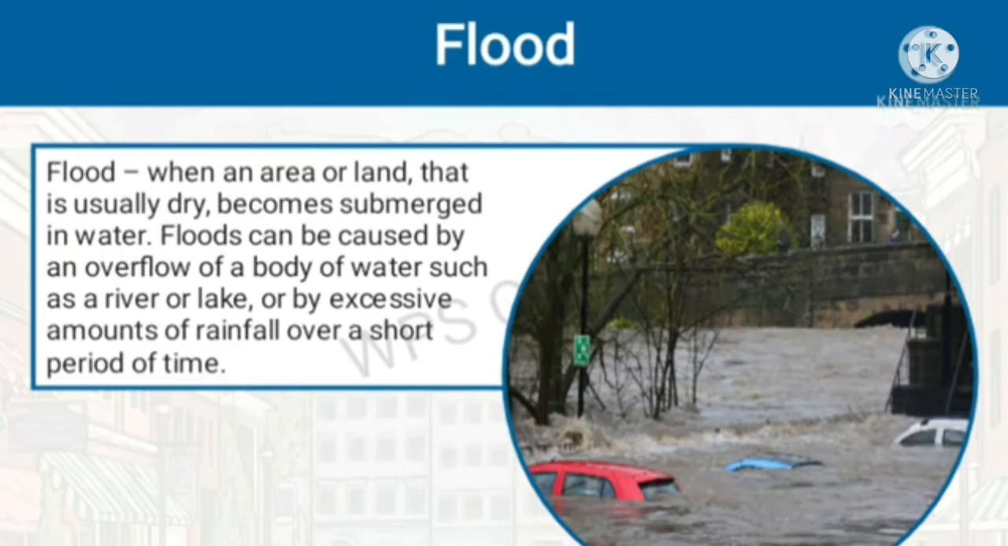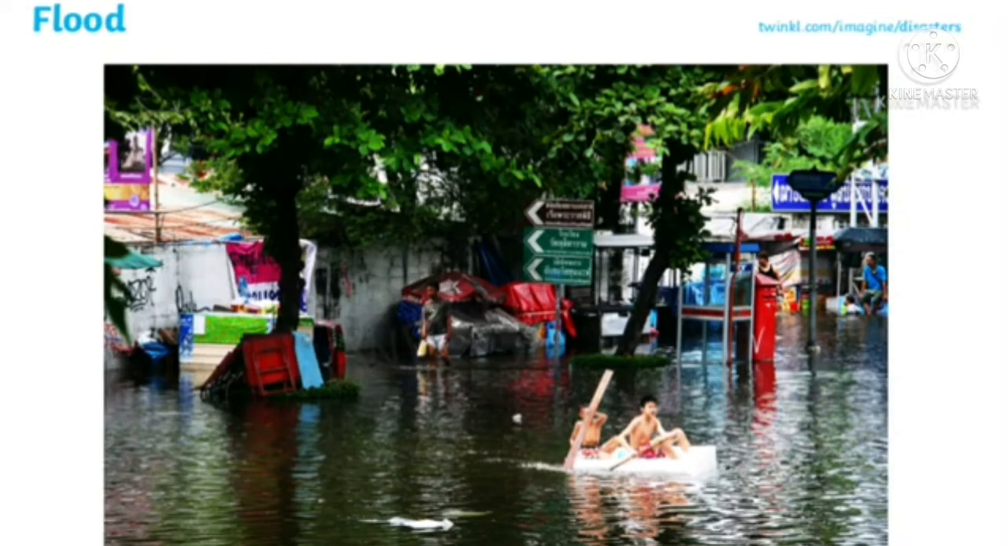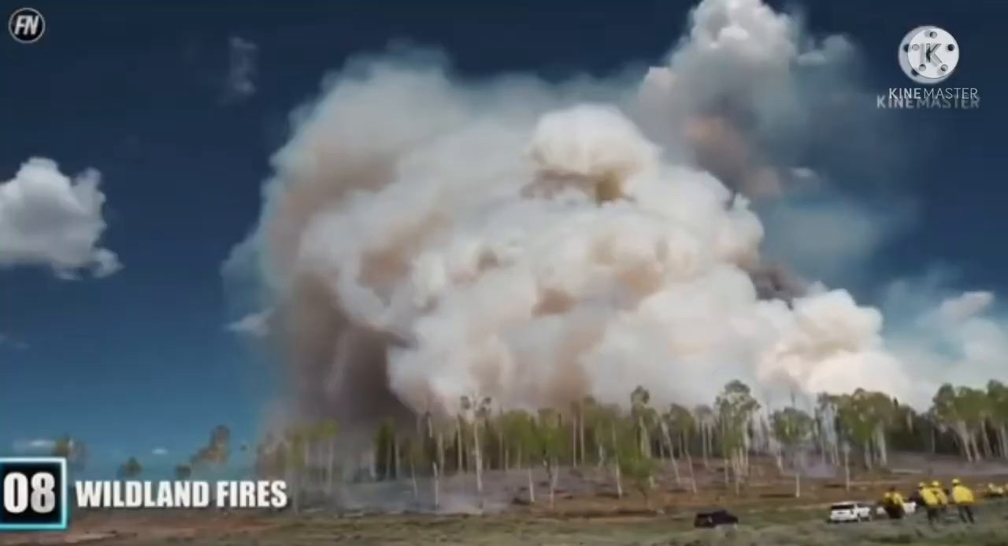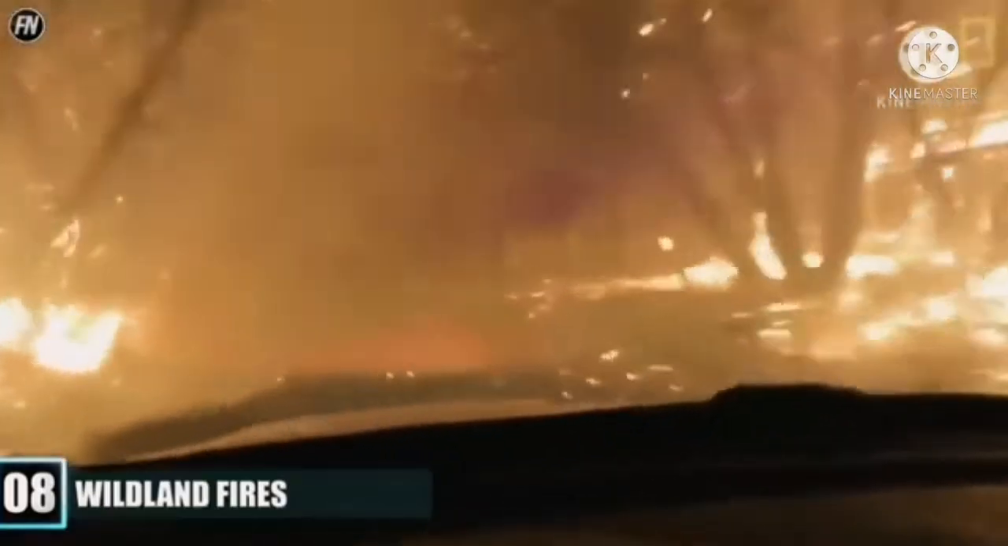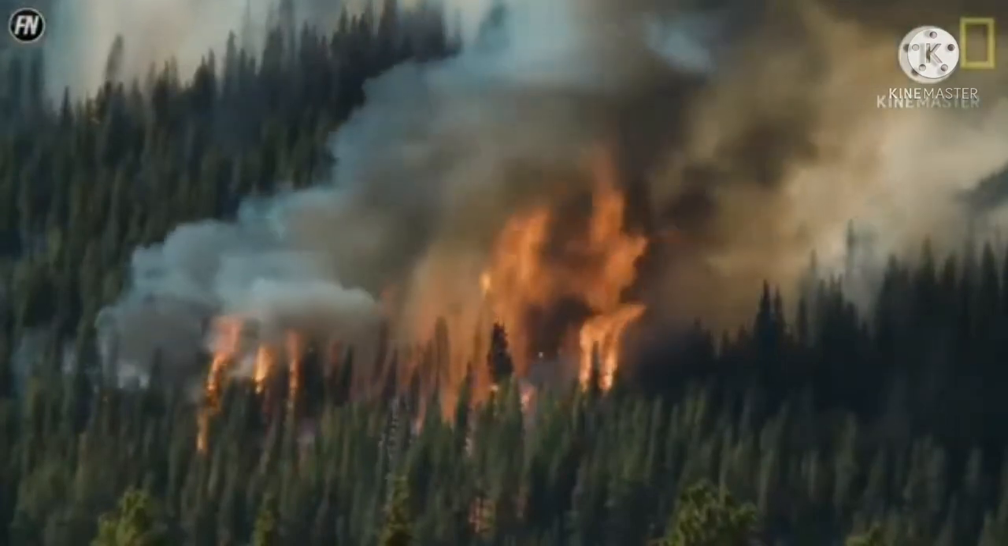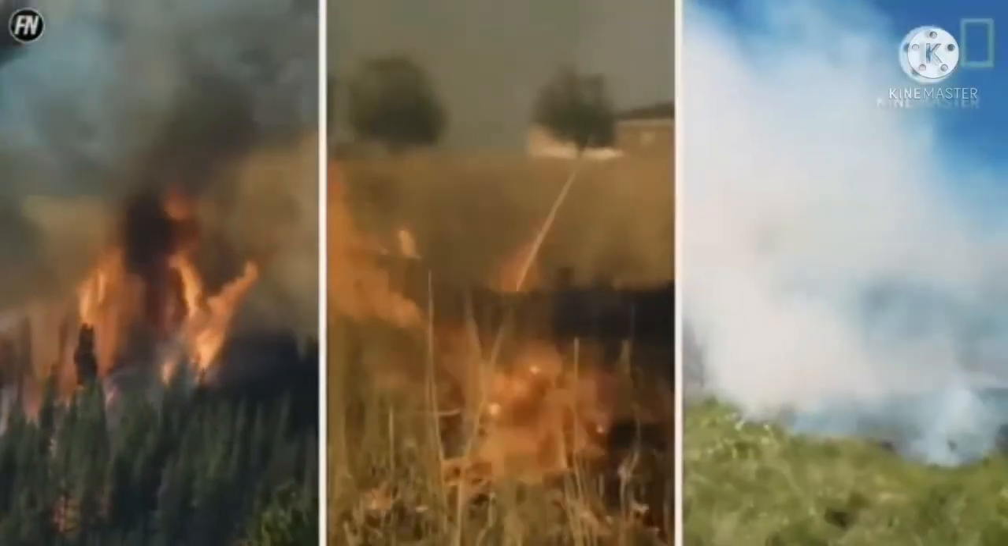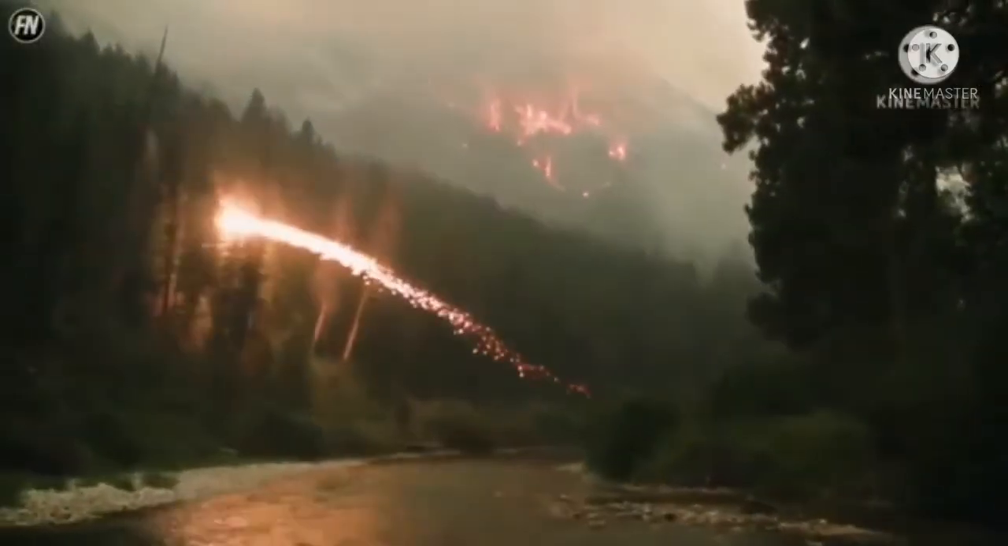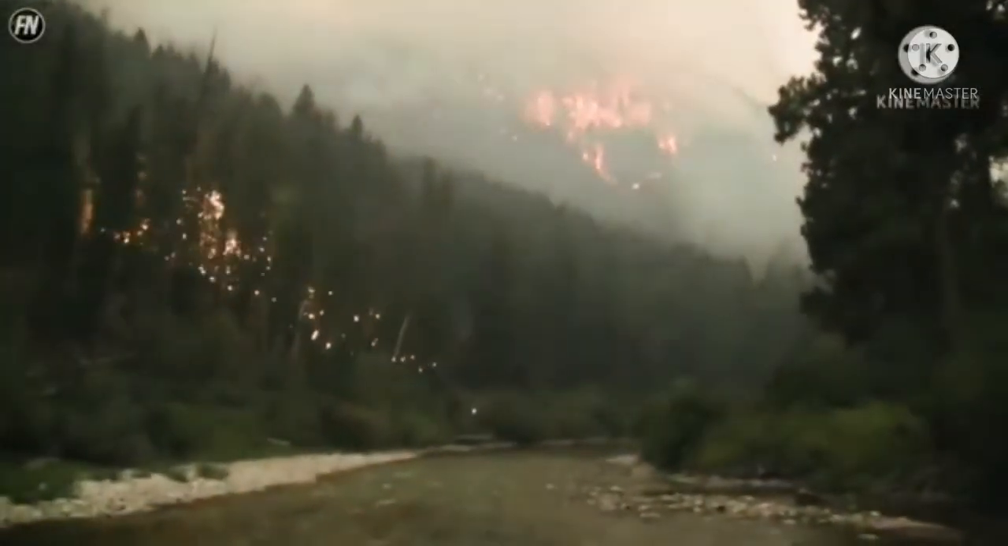The image before you is a flooded environment. Flood is when an area of land that is usually dry is overflowed with water. So flood is a natural disaster. This is wildfire, and as you can see, the bushes just burn naturally. Some countries experience this wildfire, and most often it doesn't come down.